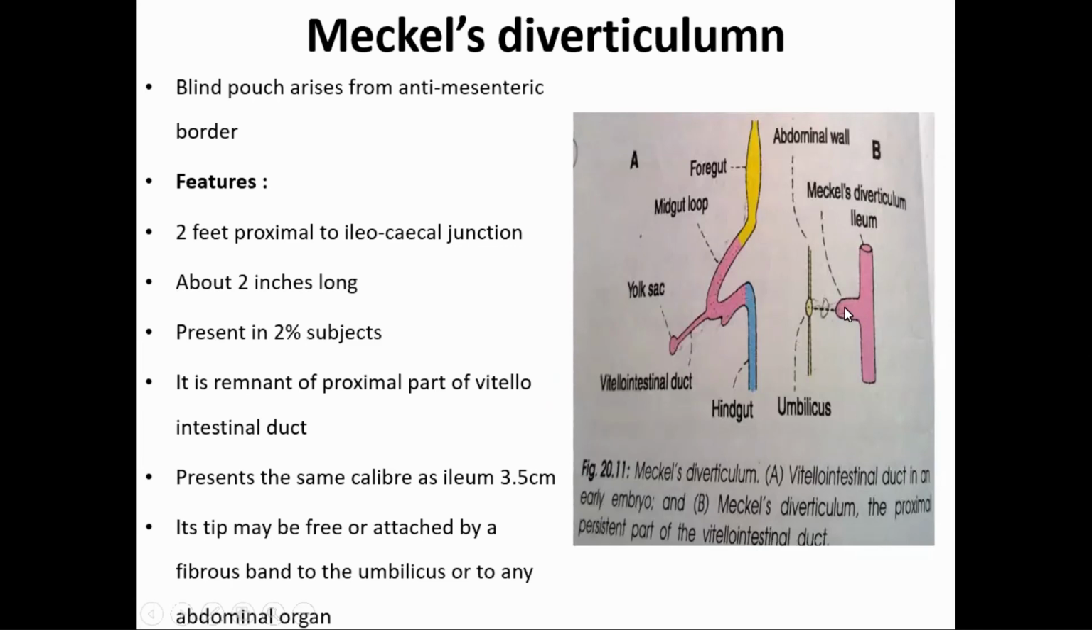So Meckel's diverticulum follows the rule of 2. It is 2 feet proximal to the ileocecal junction. It is present in about 2% of subjects, and is 2 inches long. It is a remnant of the proximal part of the vitelointestinal duct.